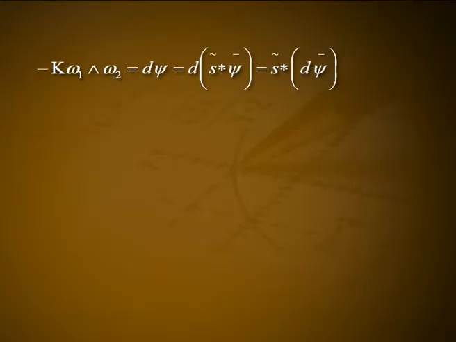Third one, for each m an element of M, the determinant of dsm is equal to K of m. For minus K omega 1 meet omega 2 is equal to d psi, which is equal to d of S tilde star psi bar, which is equal to S tilde star d psi bar.